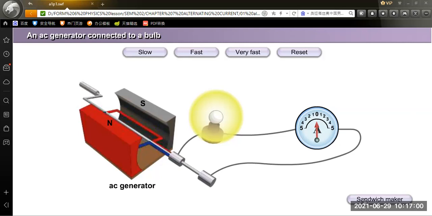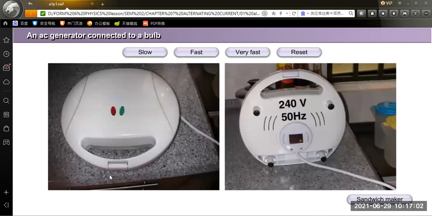Okay, so let's see the sandwich maker. A sandwich maker, for example, is like that. Behind, we notice that there is 240 watt and 50 hertz. Why does the alternating current have a frequency? The frequency shows the rate of change of the direction.